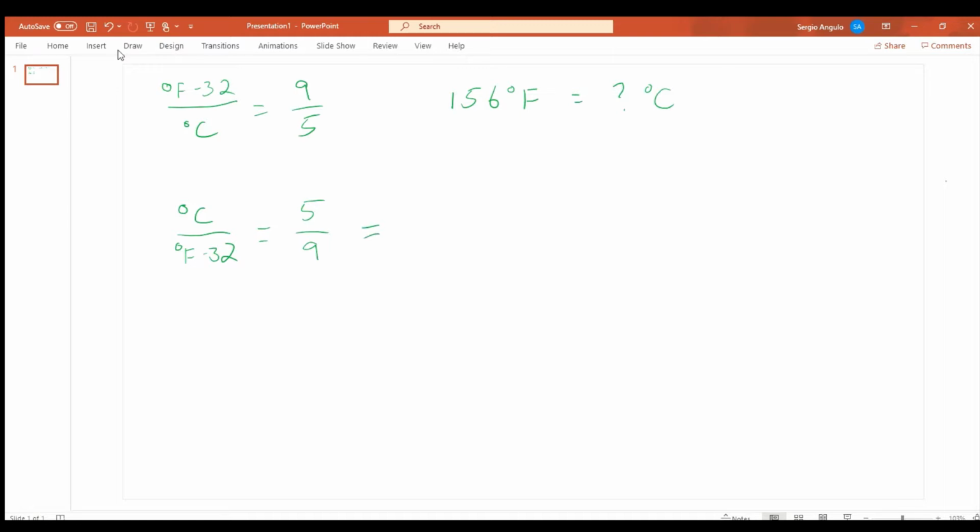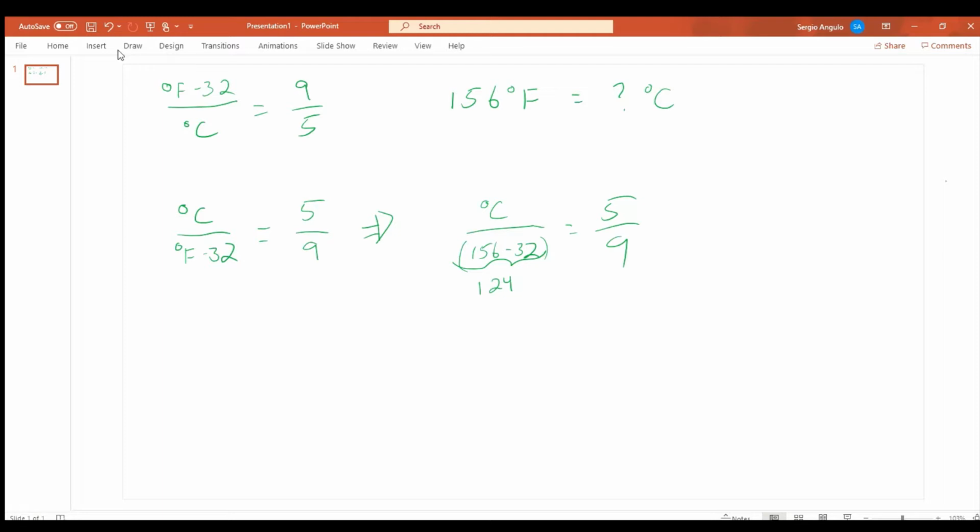Now I'm going to go ahead and plug it in over here. I guess I'll do it on this side, just using this sheet here for the first time in a while. So degrees Celsius is what I'm looking for. Fahrenheit is 156 minus 32. That's going to equal 5 over 9. Since I already put them together and plugged in the Fahrenheit temperature, we can add them together: 156 minus 32 is 124.